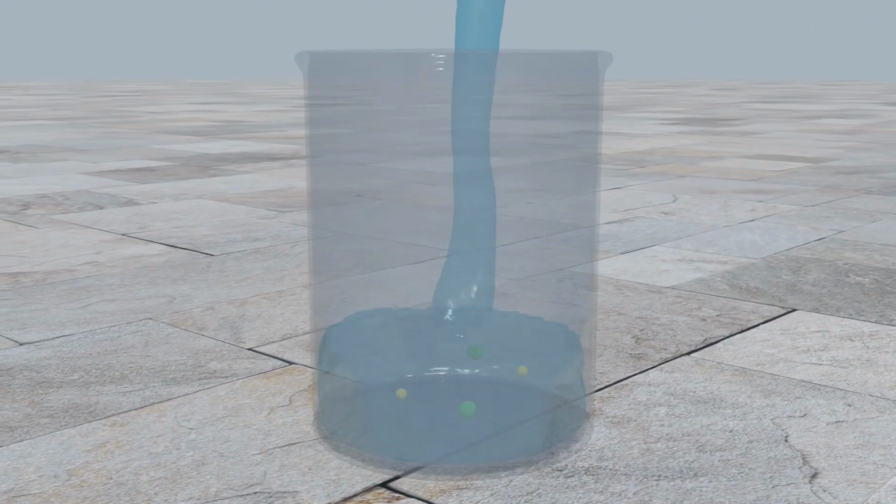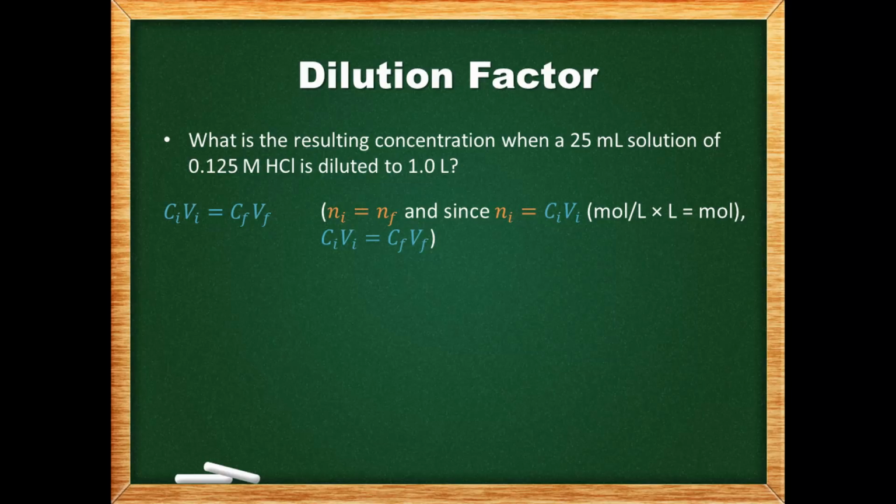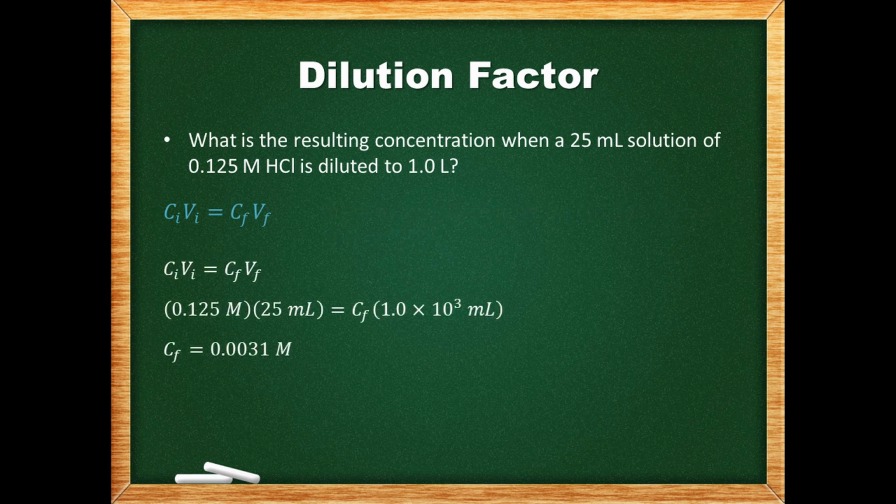This works because adding water will not change the moles of solute. Since concentration times volume is equal to moles and the initial and final moles are equal, the initial concentration times the initial volume must be equal to the final concentration times the final volume. In this case, our initial concentration is 0.125 moles per liter and the initial volume is 25 milliliters. We have the final volume, which is 1 liter. If we plug these values into the equation, we can find the value of the final concentration.